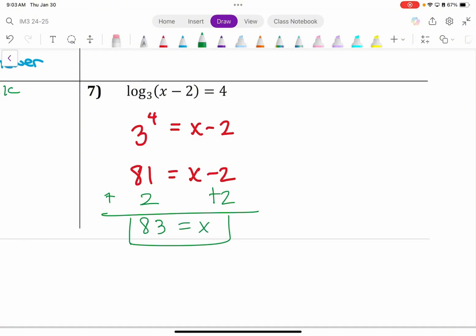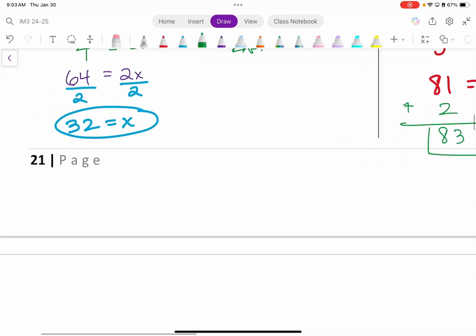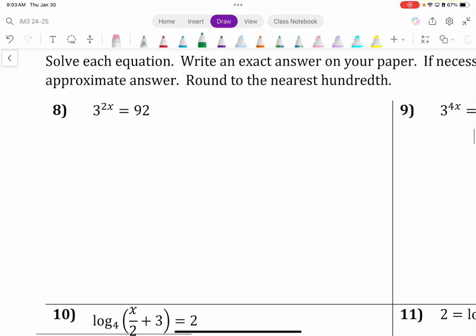So, let's move on to something a little more challenging now. All right? Want to make things a little bit easier for us. I mean, a little bit harder for us. A little harder.